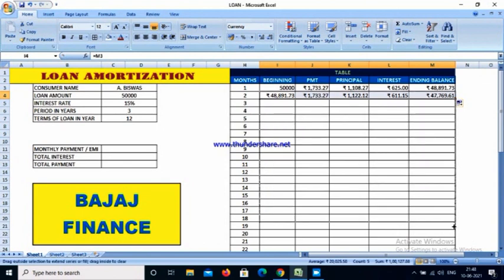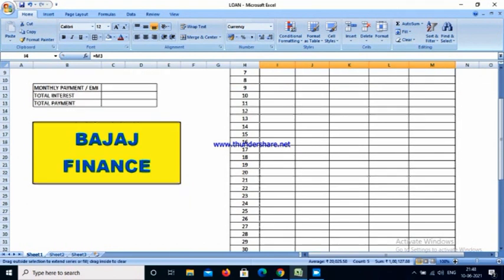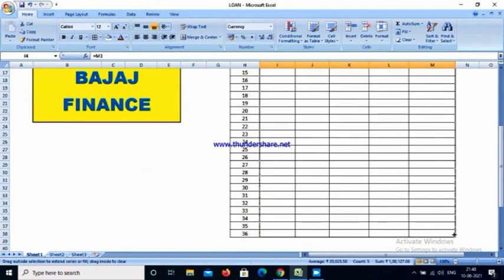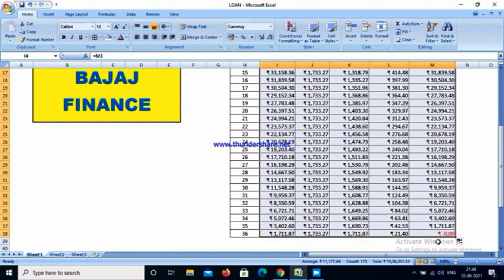Now you can drag up to the end of your table. So I am dragging up to the end. Look at here, the last cell value is 0, which means my formulas table is totally correct. The logic to find out the EMI calculation table is totally correct.